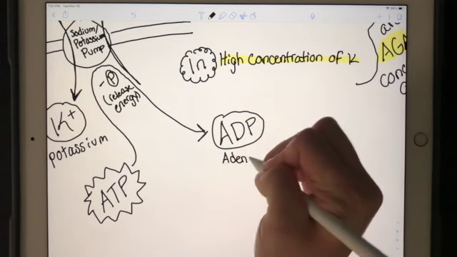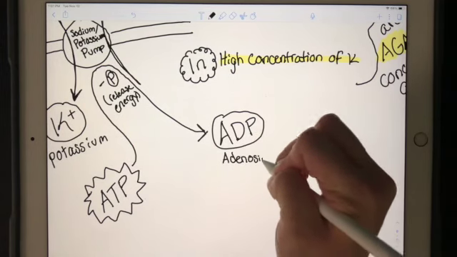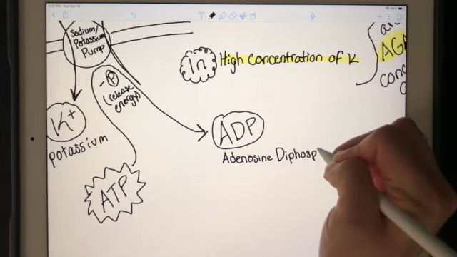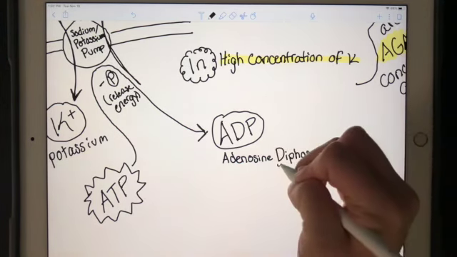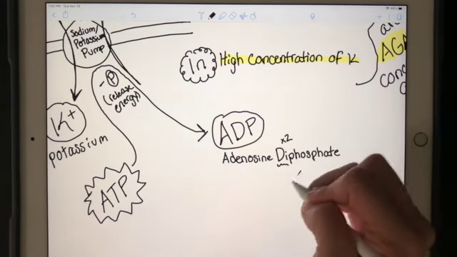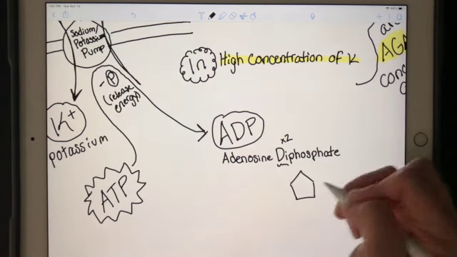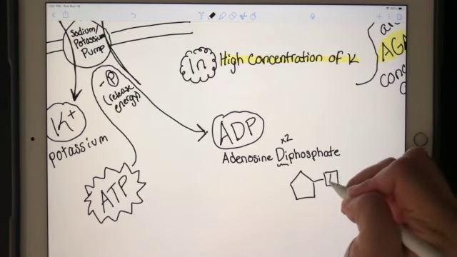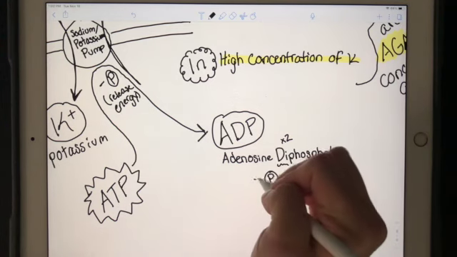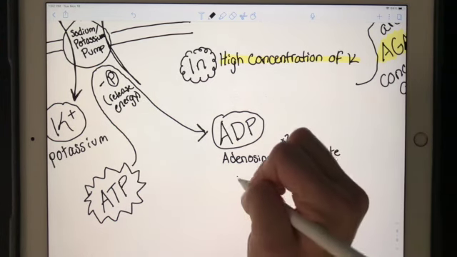ADP is just adenosine diphosphate. And di just means two. So now we still have that nucleotide, but now we only have one phosphate to phosphate bond.